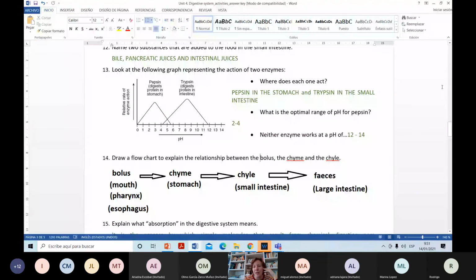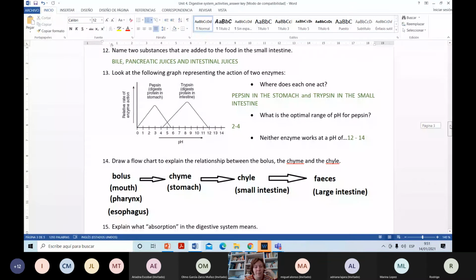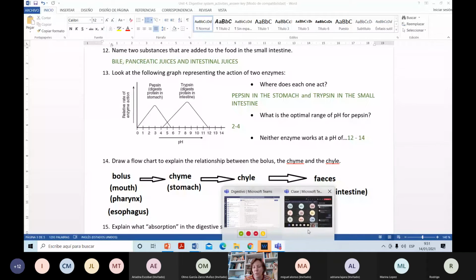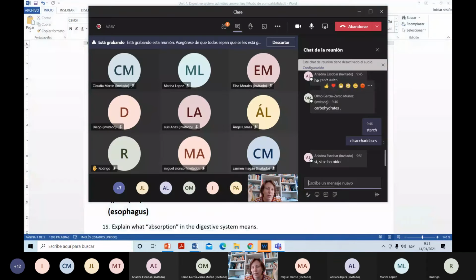So activity number 14 is one of those that we had already corrected. And then we've got activity number 15 that was one of your homework, was it? Was it part of your homework, activity number 15?